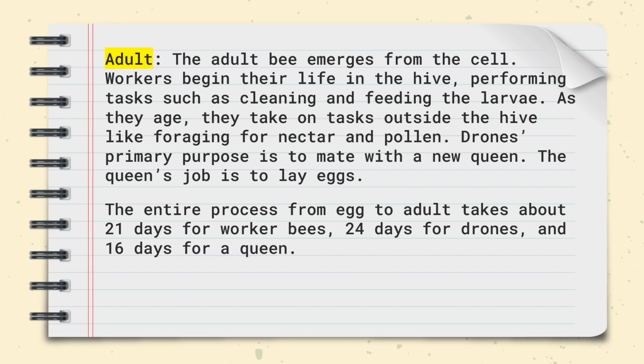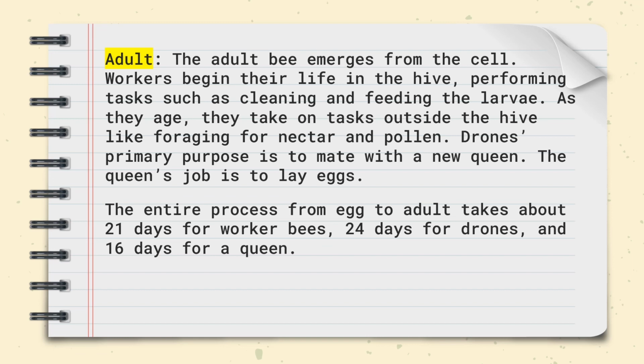Adult. The adult bee emerges from the cell. Workers begin their life in the hive, performing tasks such as cleaning and feeding the larvae. As they age, they take on tasks outside the hive, like foraging for nectar and pollen. Drone's primary purpose is to mate with a new queen. The queen's job is to lay eggs. The entire process from egg to adult takes about 21 days for worker bees, 24 days for drones, and 16 days for a queen.